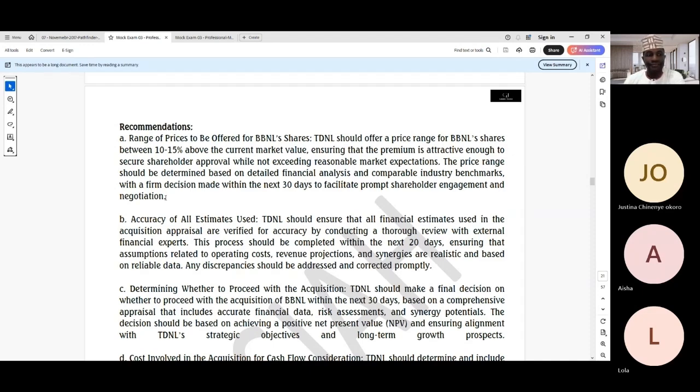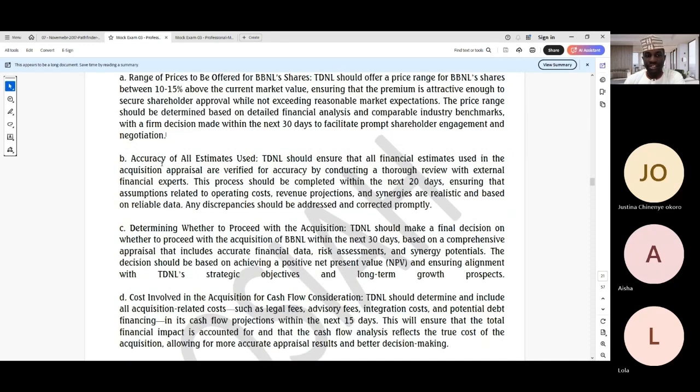Very important. In the B aspect, we said accuracy of all estimations used. We said they should ensure that all the financial estimates and the appraisals are accurately conducted, and also, if possible, use external financial experts. And also, it should be completed within 20 days. So we are giving them time and all that.